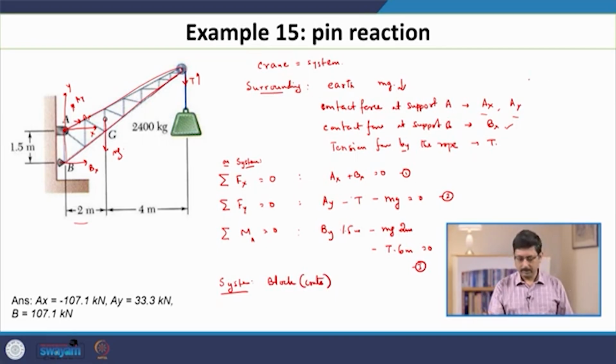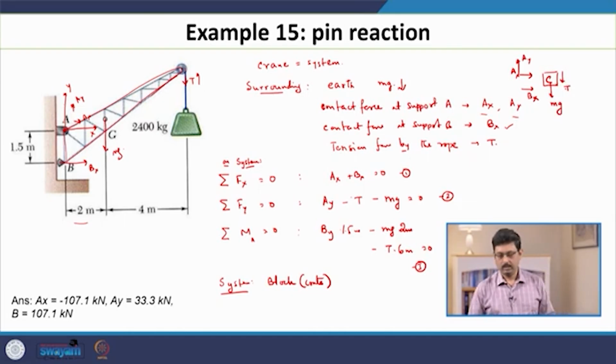Okay, let me draw the free body diagram of our crane. It has a force Ax acting in this direction, force Ay acting in this direction, then you have a force By acting, and I am assuming it is acting in this direction, it could be negative. Then you have its weight mg acting downwards and a force T acting in the downward direction. So, this is the free body diagram of the crane.